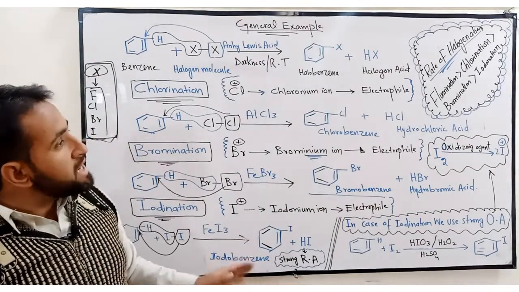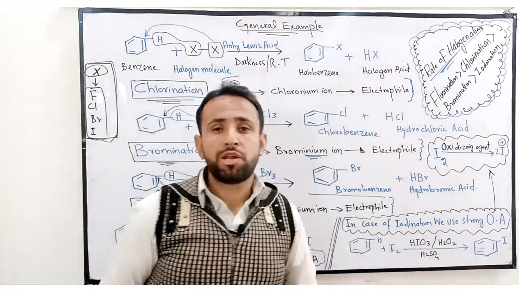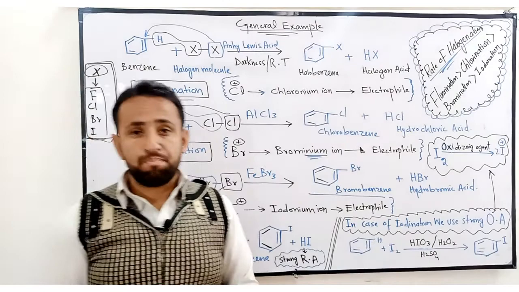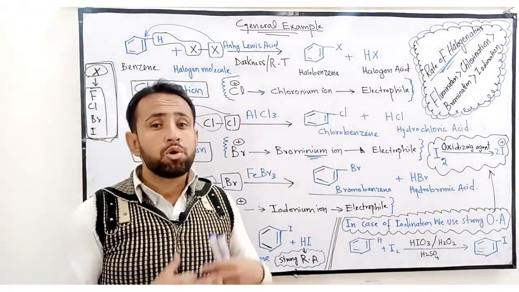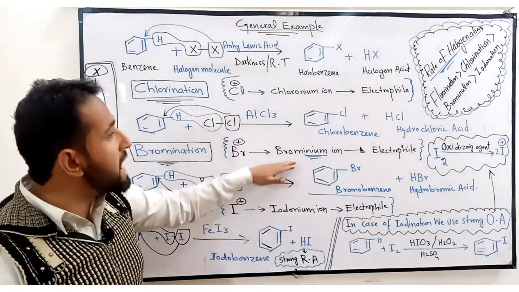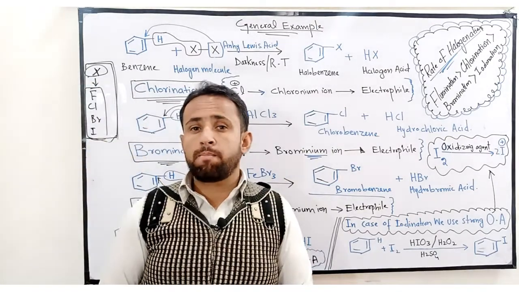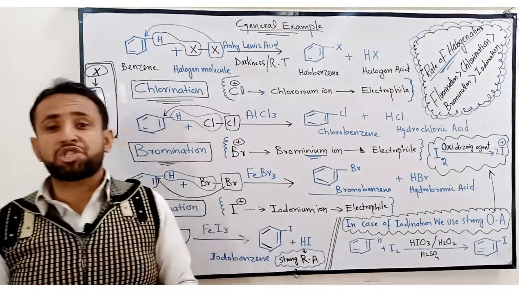On the other end, why is the process of iodination very slow? Because the electrophile formed during iodination, the iodinium ion, is not as reactive as fluorine.